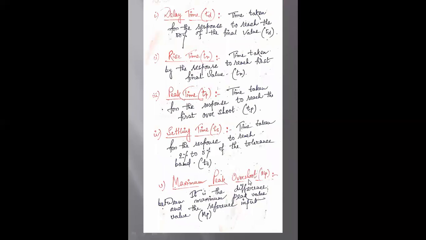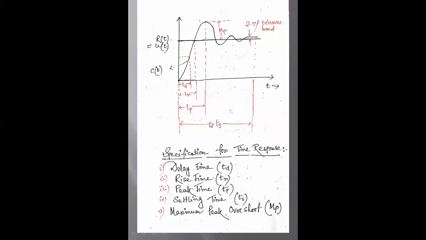Another is called the maximum peak overshoot, that is M suffix p. It is the difference between the maximum peak value and the reference input value. So this is the maximum peak value, and this is the reference input r(t). The difference between the maximum peak value and the reference input is known as M suffix p or maximum peak overshoot.